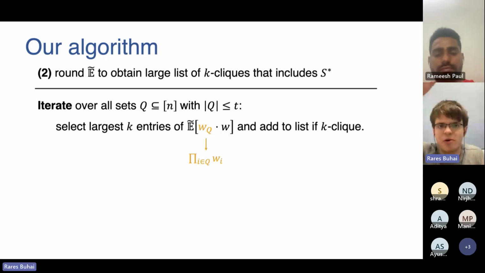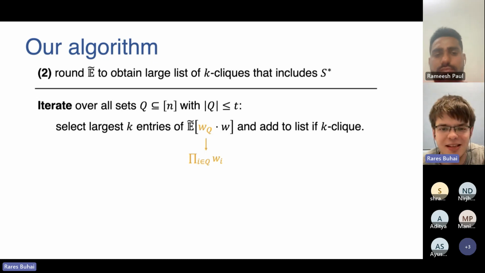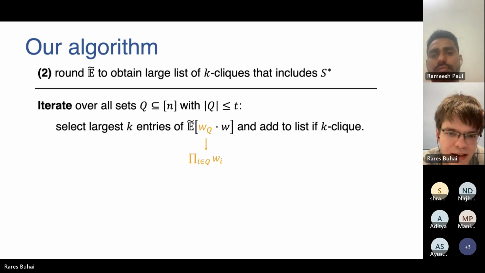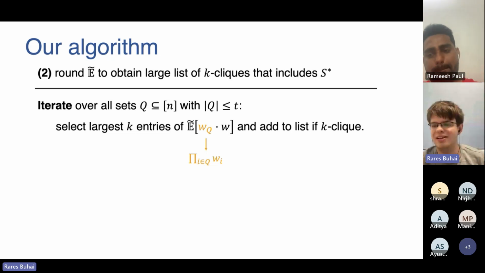Look at the nodes corresponding to those in the graph, and if they form a clique, add it to the list. And you do this for all sets of size at most t. The time complexity of this is n to the t, so it's fine. We can afford to iterate over all these things. So now let's see why this is meaningful. Why does this guarantee that you get S star?